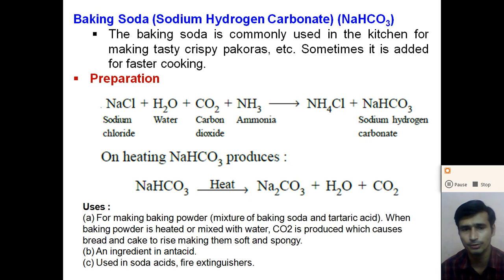So what are the uses of baking soda? Clear, dear student? Baking soda is used for making baking powder.